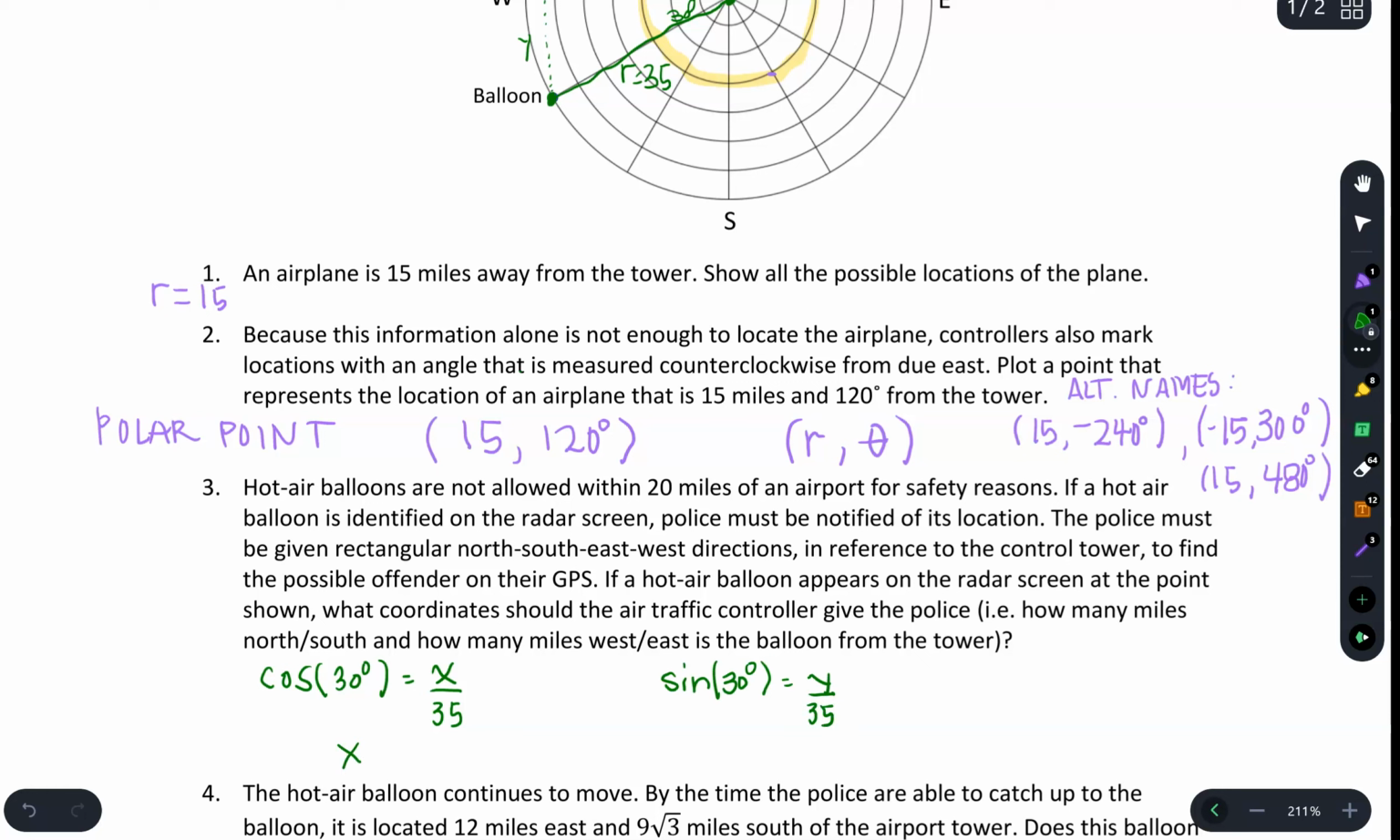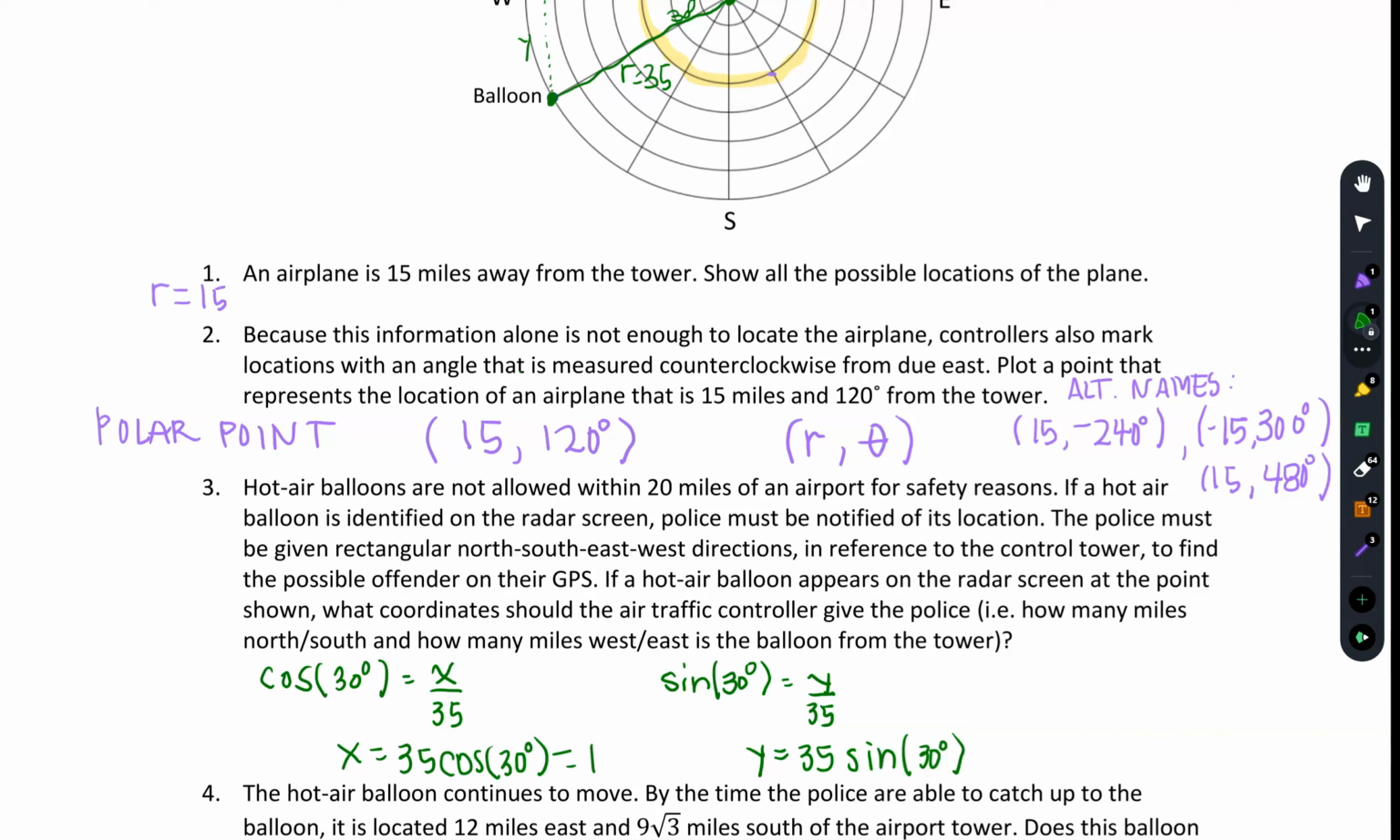So to solve for x, we'll just take our radius and multiply it times cosine of 30, I'm sorry. To find the y, we'll multiply radius times sine of our angle, 30. So this is going to be what? 30.31, and then this will be 17.5. So 17.5 miles, in miles.